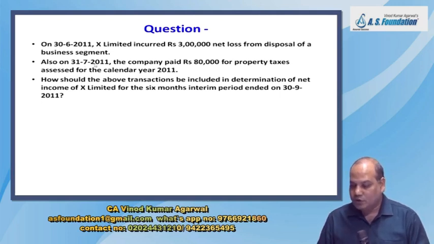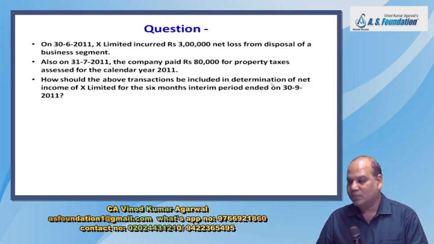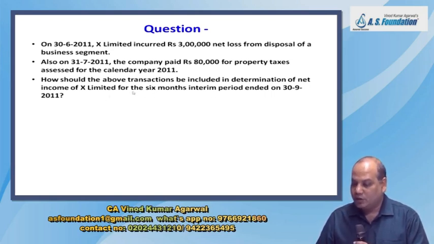Also on 31st July, the company paid rupees 80,000 for property taxes assessed for calendar year 2011. This transaction is a specific transaction. This expenditure is related to the entire year. How should the above transactions be included in the determination of net income of X Limited for the 6-month interim period ended on 30th September 2011?